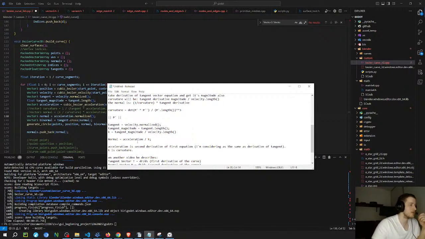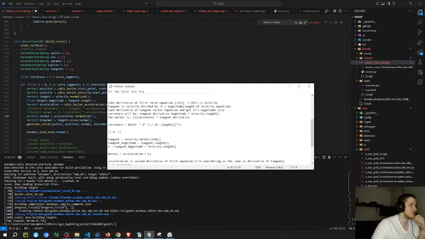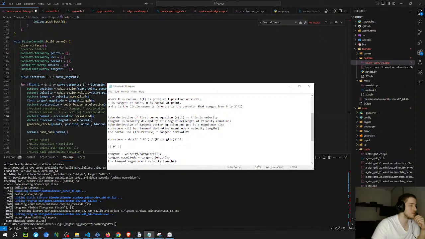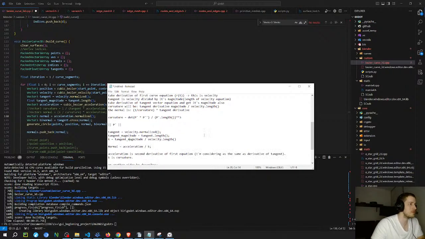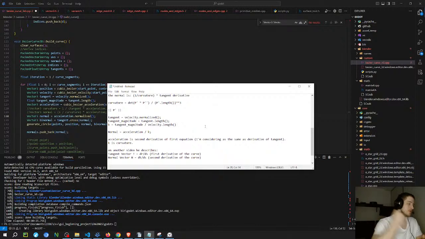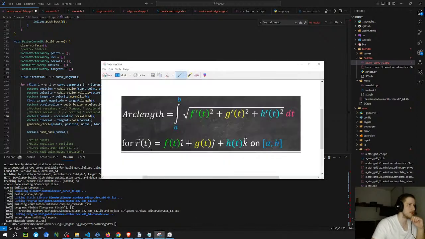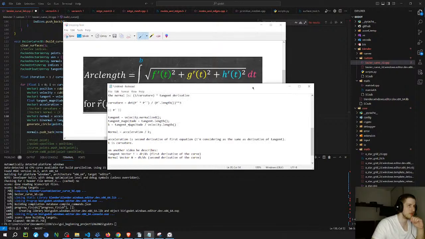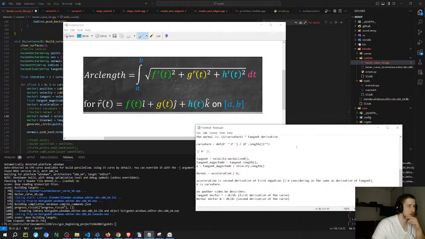I think this is probably not correct. Let me ask ChatGPT again, but the problem is I'm not sure. So let me think about this. This is the equation here for the arc length. And I think that the derivative, this is the kind of problem, because I'm not really sure if it's the derivative of the first equation, which gives the velocity, or if it's the derivative in relationship to something else.